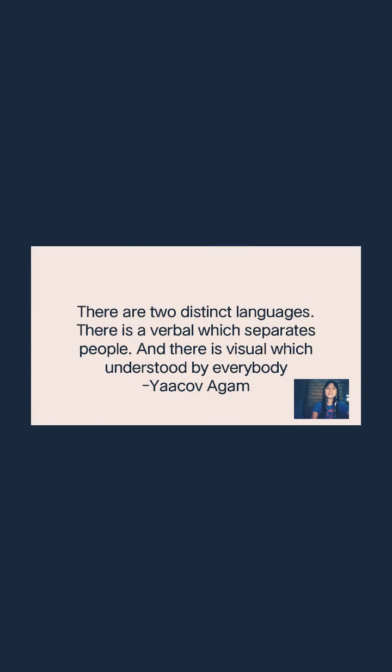According to Jacob Agam, there are two distinct languages. First is the verbal, which separates people, and the second is the visual, which is understood by everybody.